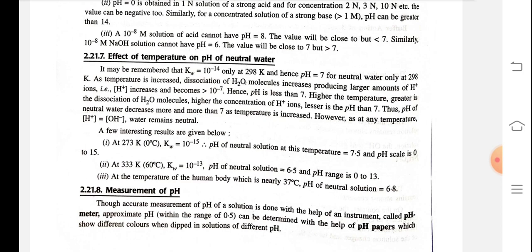Measurement of pH. Though accurate measurement of pH of a solution is done with the help of an instrument called a pH meter, approximate pH within the range of 0.5 can be determined with the help of a pH paper, which shows different colors when dipped in solutions of different pH.